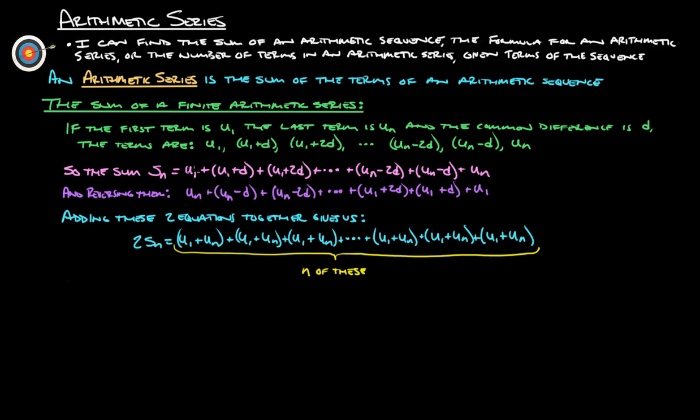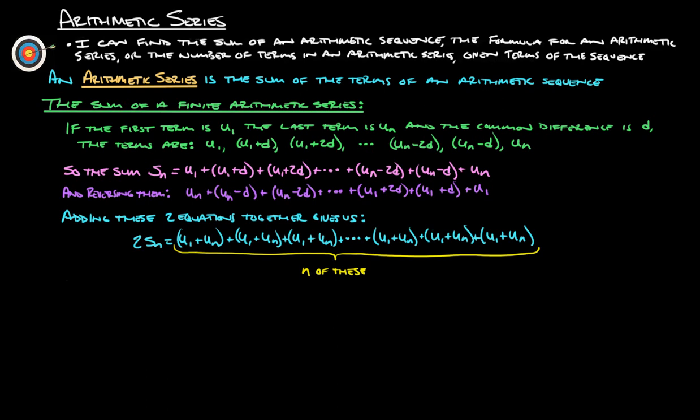Now, these are two terms added together, so that's why this is twice the sum, because there are two of these things added together. Each is u sub 1 plus u sub n, and there's going to be n number of these different terms, right? Because this is officially the first term, second term, third term, and so forth and so on, all the way up to u sub n, which is the last term.